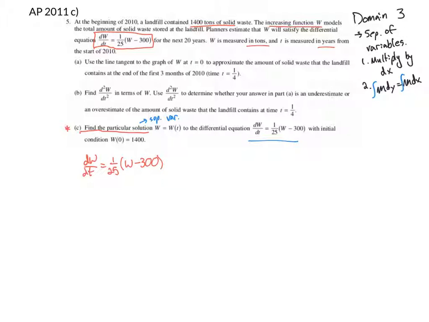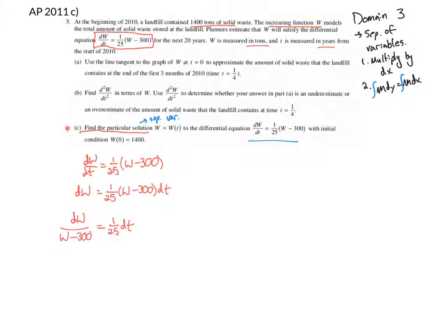over to the other side. Why don't you do that and then try taking it the rest of the way, see what you can make of it, and check your work with me once you've done that. Okay, so I'm going to multiply both sides by dt. And then I see that I've got W's with this dt right here. I don't want that. So I'm going to divide the W back over to the other side. So dW over W minus 300 equals 1/25 dt.